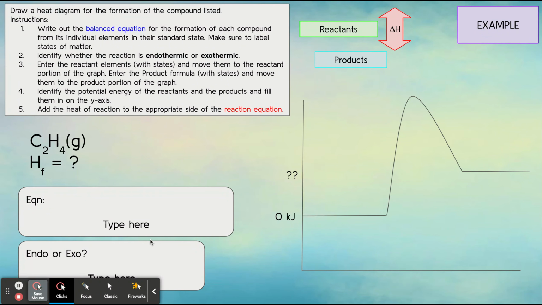So here's one more example. We've got C2H4 gas, and we're going to go through the same process. Okay. So my first step is find the heat of formation for this compound. Okay, we got C2H4 gas.